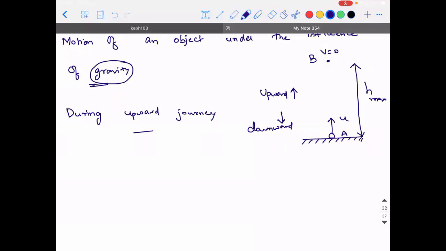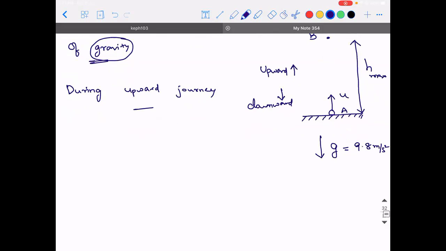So we know that there is something called acceleration due to gravity acting on the particle. Everybody knows what acceleration due to gravity is, right? It always acts in the downward direction. What is the value of g on the surface of the earth? 9.8 meters per second square, or sometimes it is approximated to 10 meters per second square. That is based on the problem. If nothing is mentioned, they will tell you that you can take the value of g as 10 for the sake of calculation.